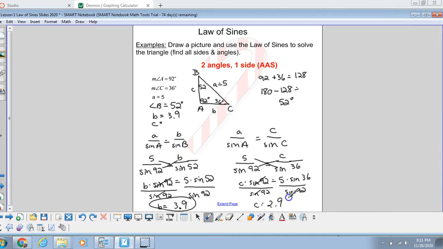And we have solved our triangle. We found the missing angle and the missing sides. B is 3.9 and C is 2.9. Now I solved that using the graphing calculator. Let's go over to Desmos and just see how to plug those same functions in, and we'll get the same answer.